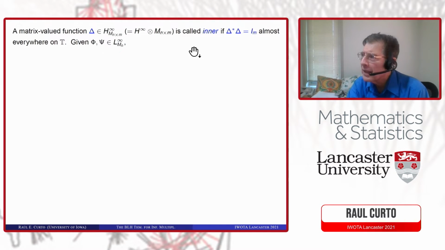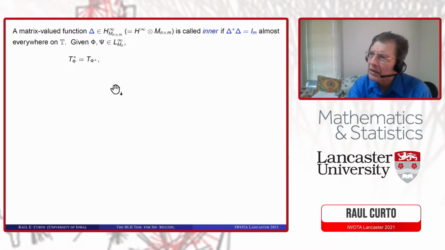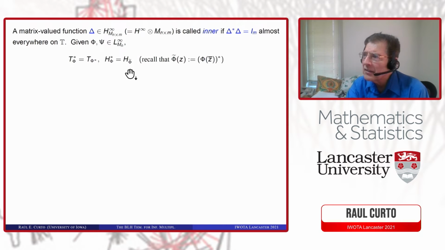A matrix valued function delta is called inner if you have the property that delta star delta is the identity almost everywhere. Now, keep in mind that the matrices could be rectangular matrices, so you have to specify which identity you want here. If you have two functions in L infinity, matrix valued functions, then there are some identities that are anticipated. The adjoint of T phi is T phi star.